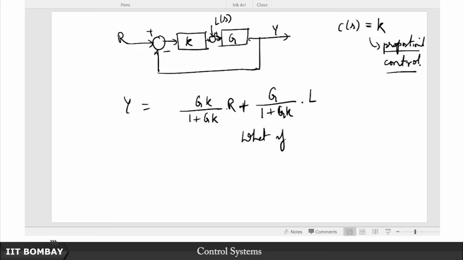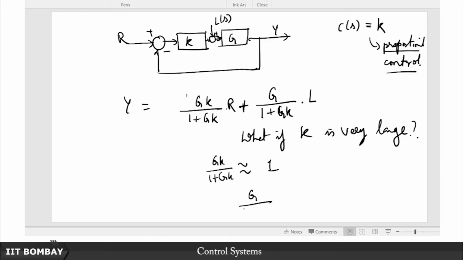What if K is very large? Look at this. If you make K very large, Gk by 1 plus Gk is almost unity, which is what we desire. And what about this? G upon 1 plus Gk tends to 0. So, apparently very high proportional gain will allow us to reject the effect of this load disturbance and also to eventually have perfect reference tracking.